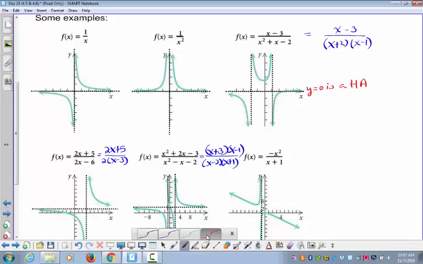And so if we think of the x-axis as a function, y equals 0, how would we decide whether two functions cross or not? What do you do to them?